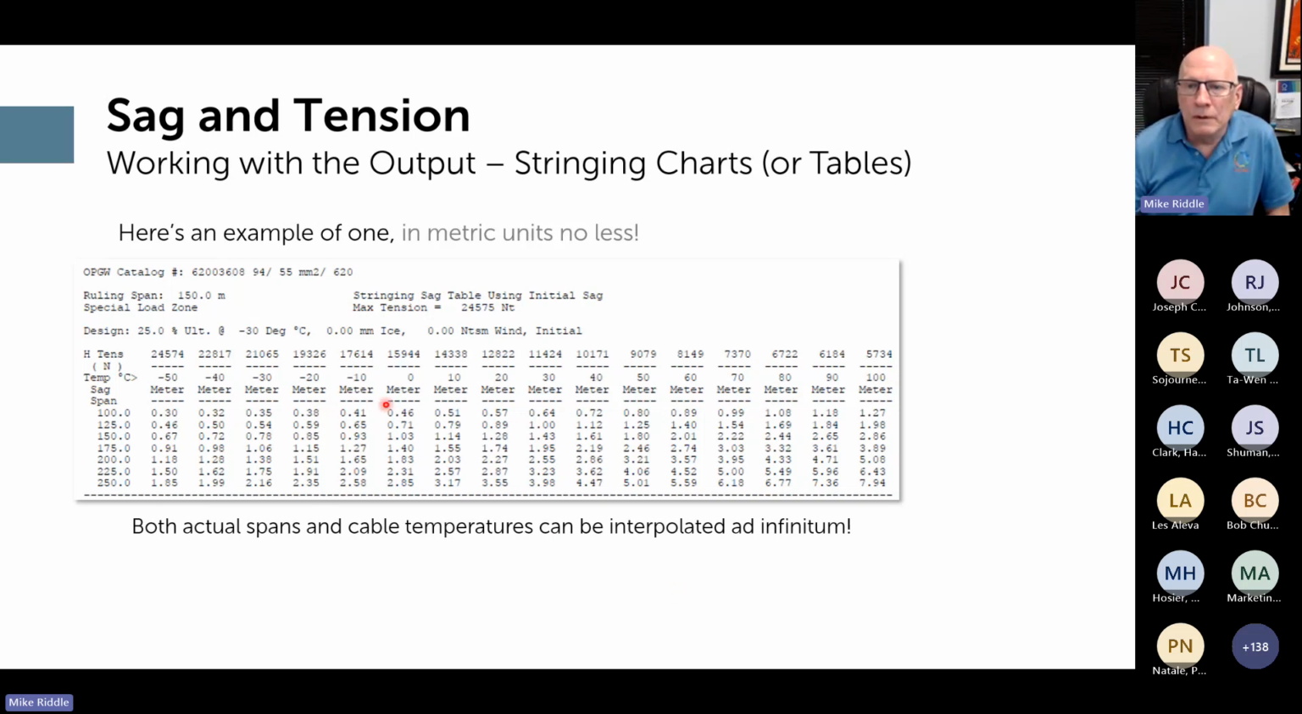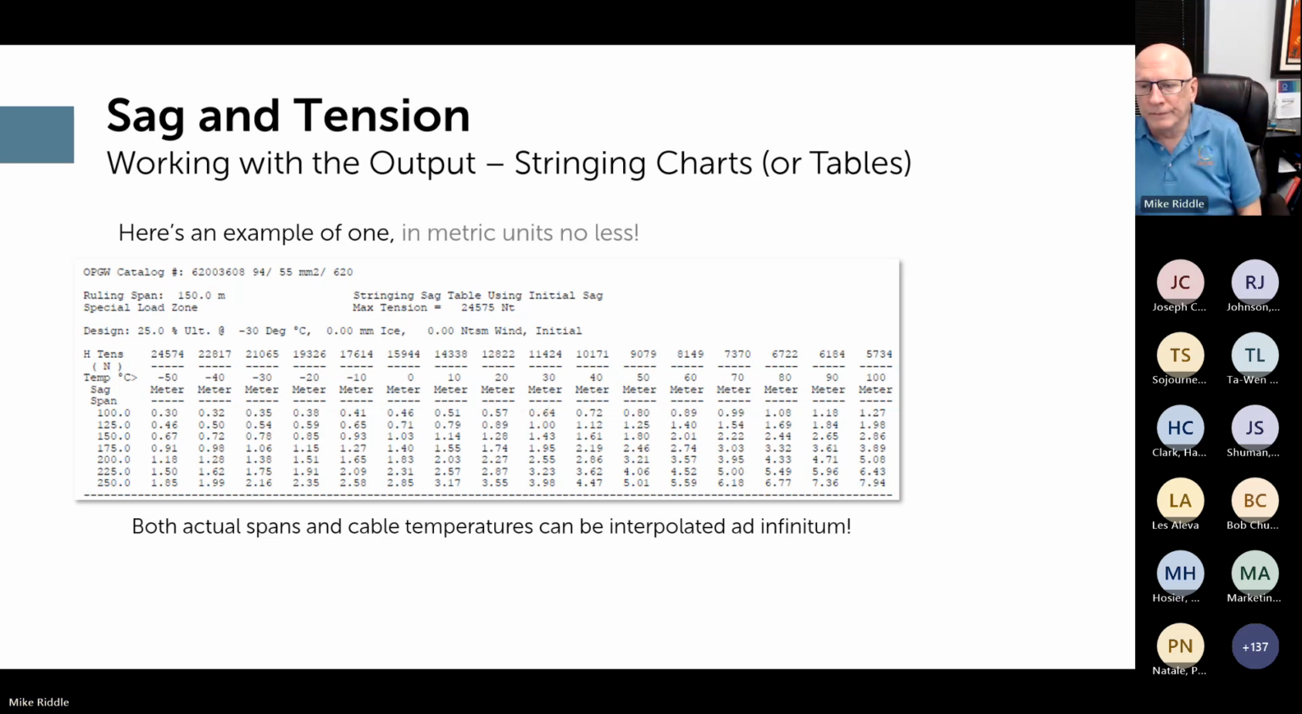Now, if you'll see 0, 10, 20, 30. Let's say the temperature was 25, and let's say the actual span you were looking at was 110 meters. Well, you can interpolate both points easy.